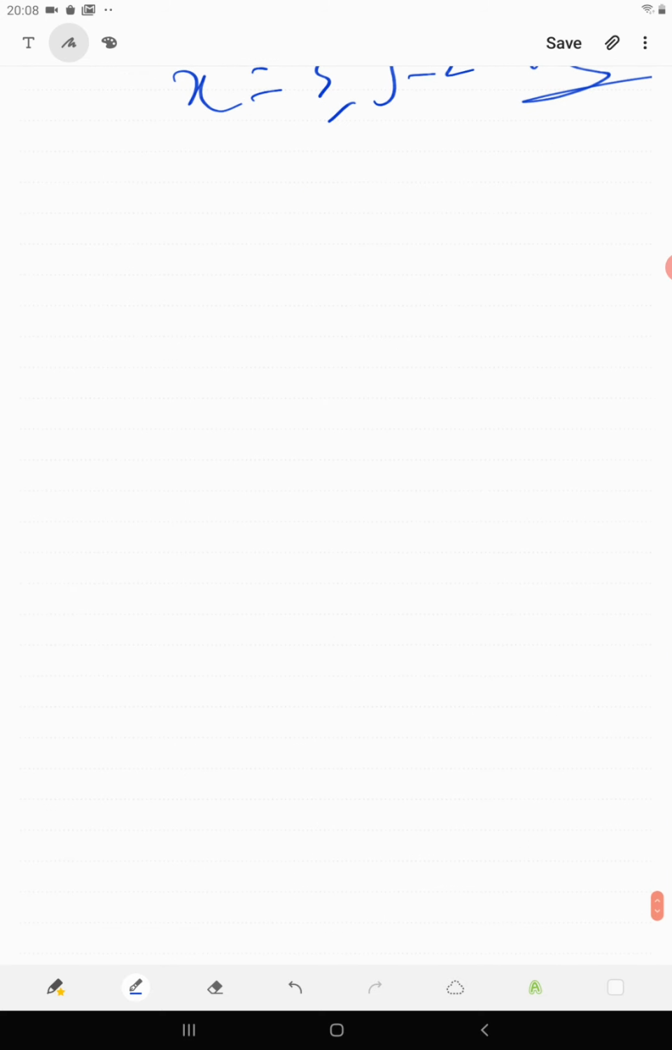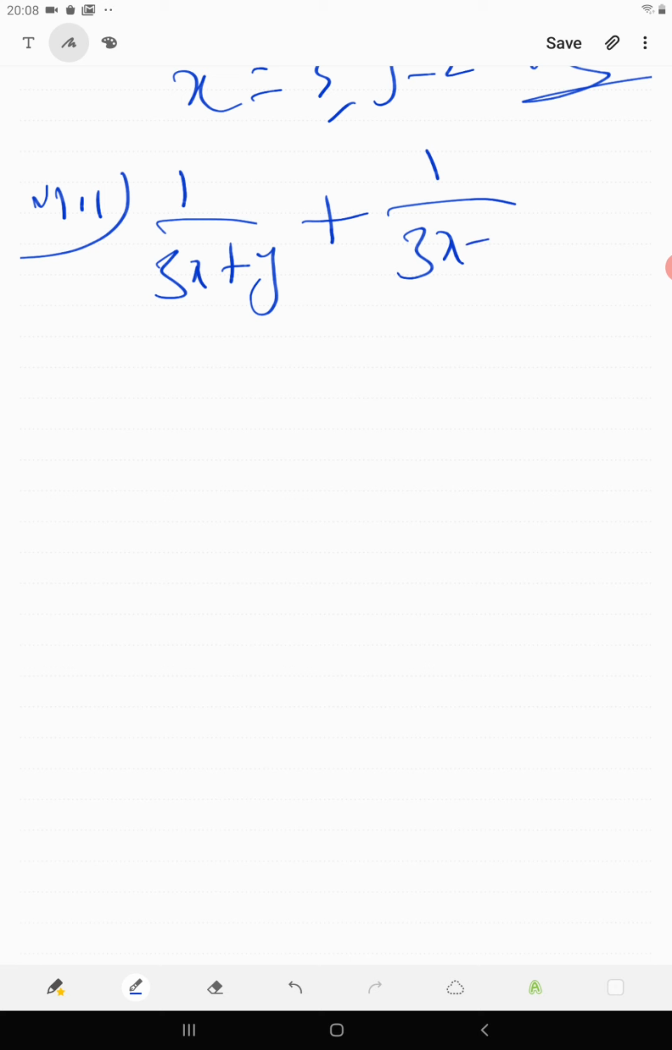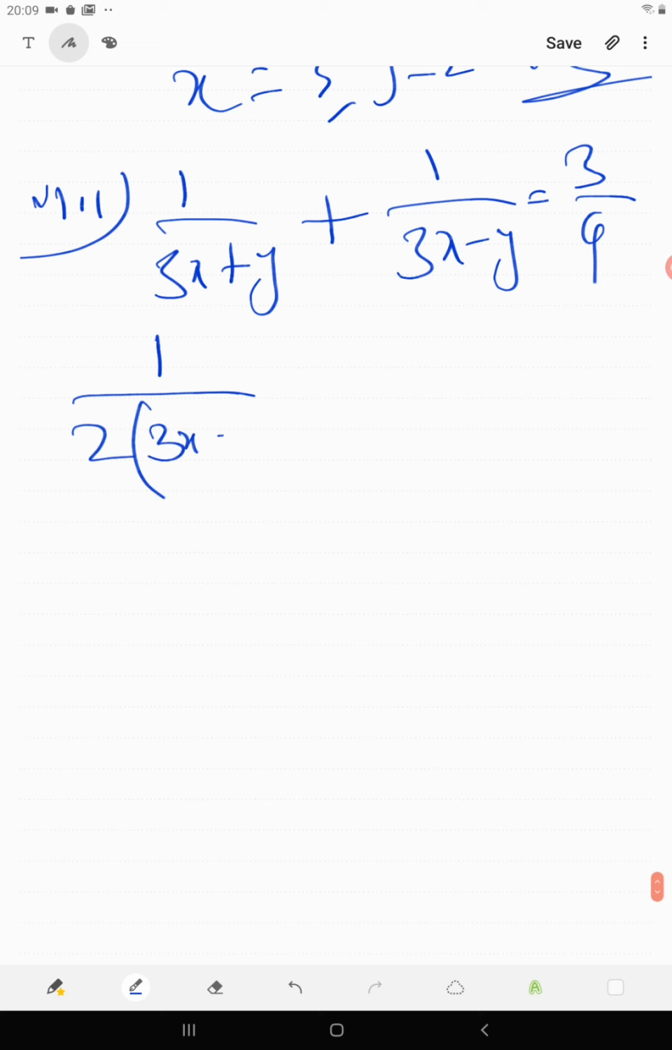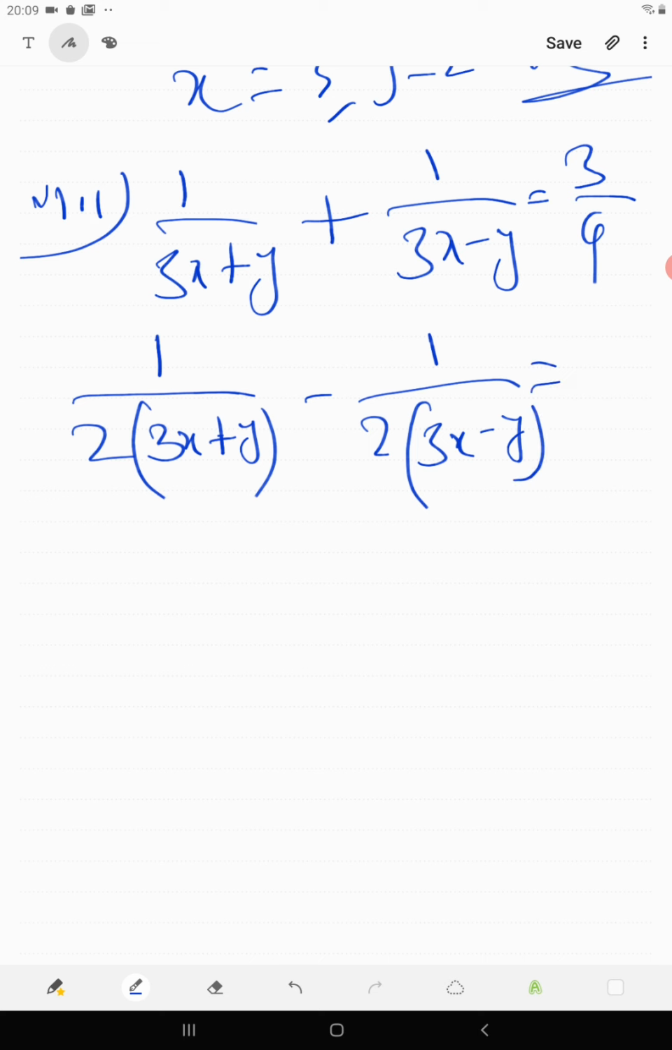Okay, let's do the 8th one. So the 8th one is 1 by (3x plus y), okay, plus 1 by (3x minus y), that equals 3 by 4, and 1 by 2 into (3x plus y), okay, minus 1 by 2 into (3x minus y) equals minus 1 by 8.